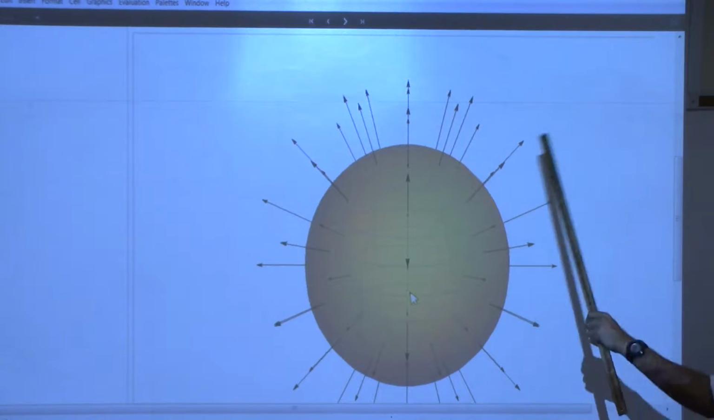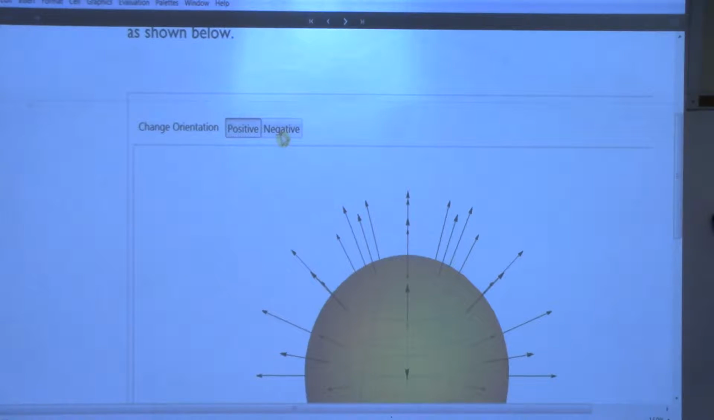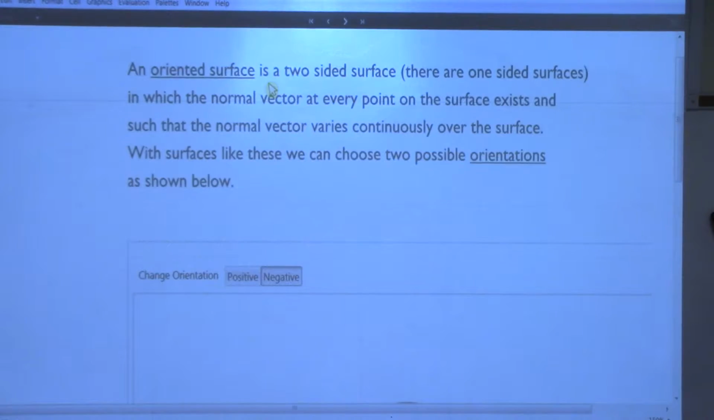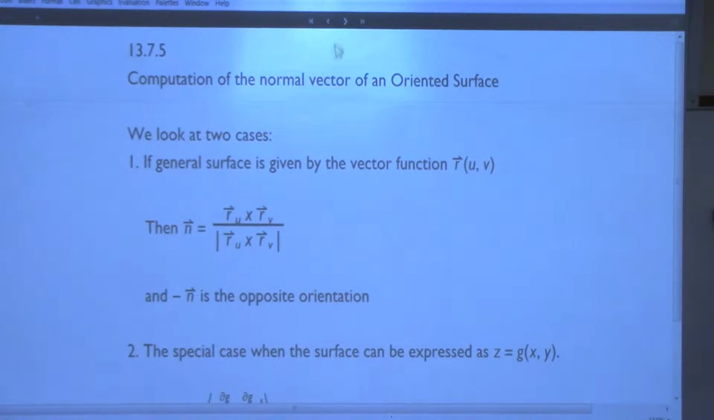So we can look at all the normals pointing outward, which would be called positive orientation, or we could look at all the normals pointing inward. That would be negative orientation. But we can orient the surface, and any surface that we can do that on is called an oriented surface. All right? There are examples of surfaces, which I won't get into, that you can't orient.